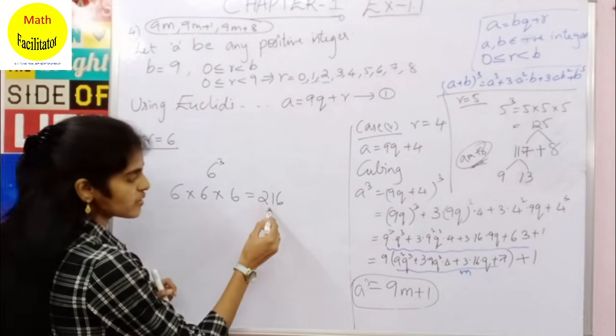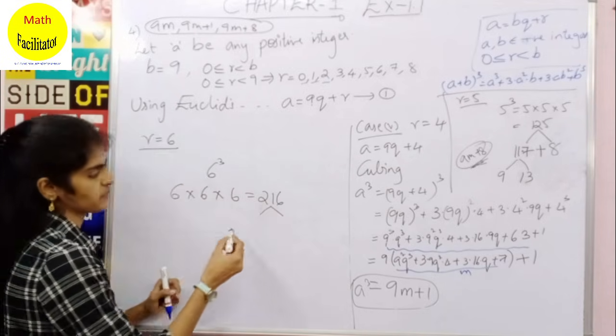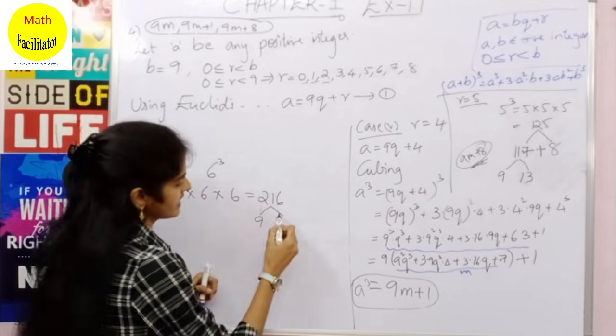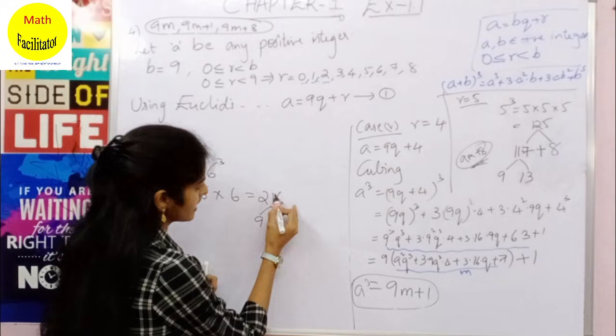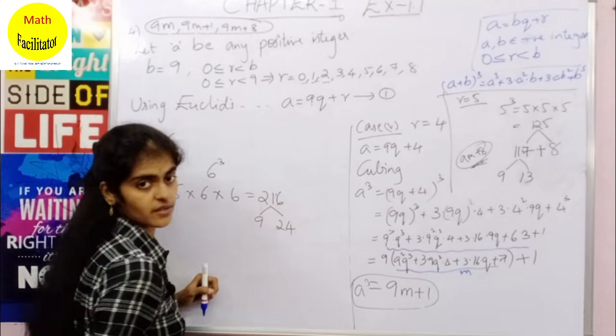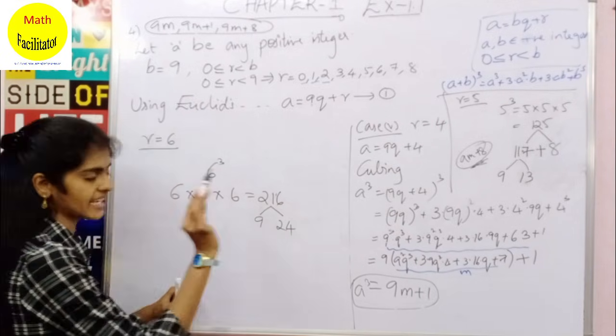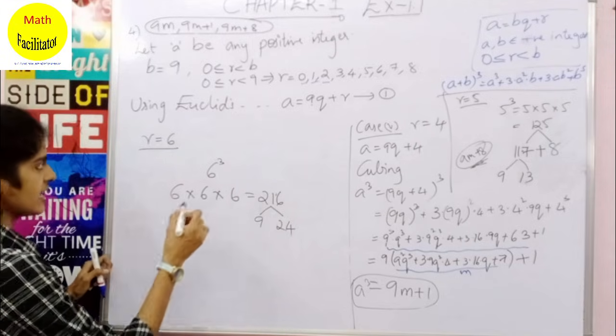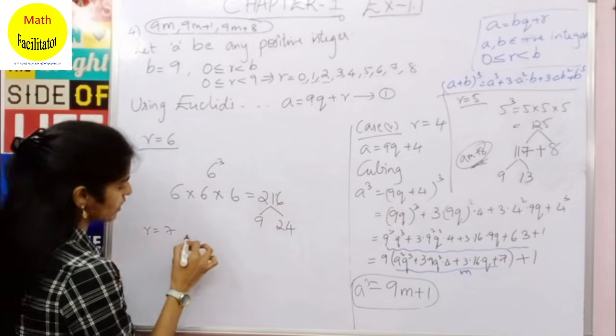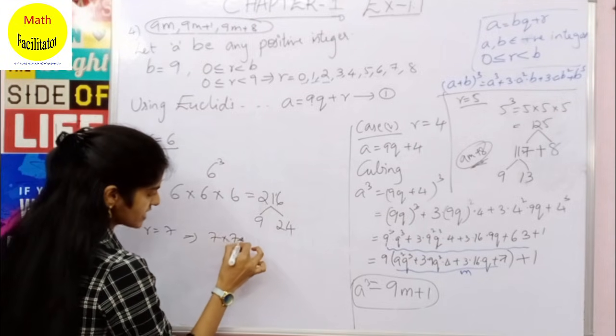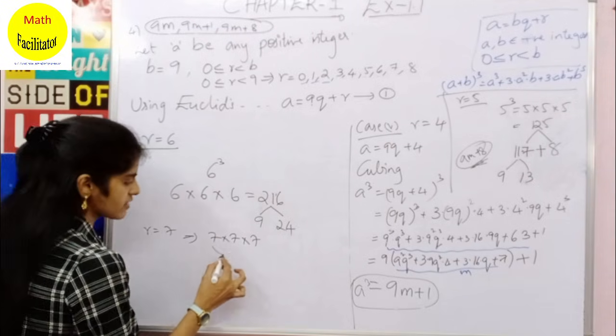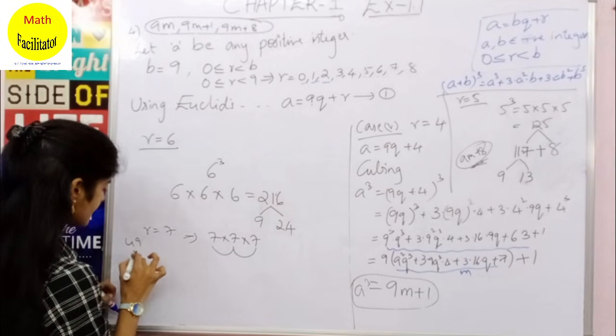So here 9m means this thing you can directly split it. 9 divided by 9, 9 2s are 18, and here remainder is 3, so 9 4s are 36. That means this entire thing you can take as common. Now when you take r equal to 7, you have 7 cube, 7 into 7 into 7. So this is 49, 49 into 7 is 343.